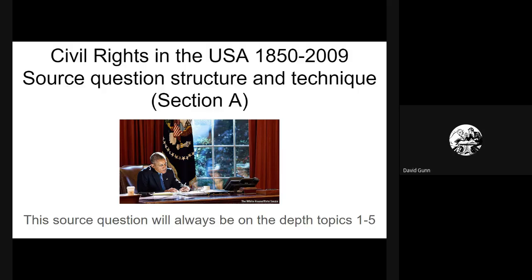You can see Obama here. He's writing a source question in the Oval Office when he is president. Obviously, that's a joke. He didn't do this course.